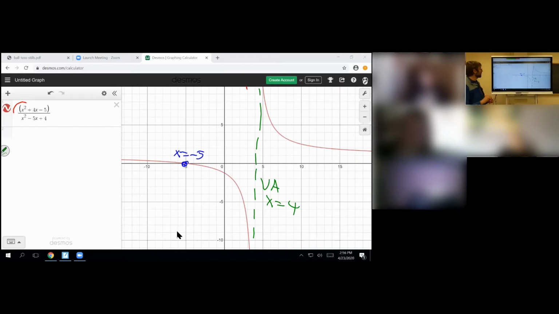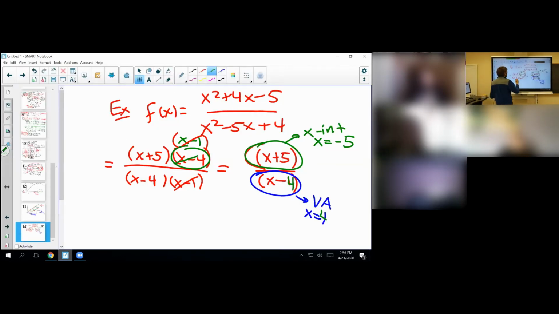Okay, there's one other thing I want to mention though, and this is actually not in the graph at all, but this thing that we canceled. So remember, we canceled after I corrected it. We canceled the x minus 1. We actually get something there. We get a hole at x equals 1.